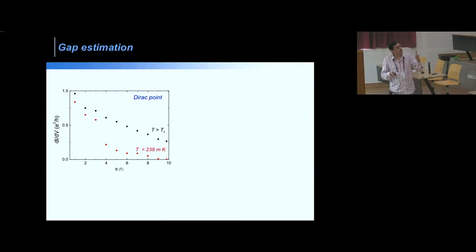Because usually you apply a magnetic field. This morning there was a talk about valley splitting and so on. So you can open a real gap. In order to do that, we plot the conductance as a function of magnetic field above TC, at 8 Kelvin, and below TC. Above TC, at the n equal to 0 Landau level, the conductance is decreasing, which is basically a signature of some sort of gap opening. And below TC, we see the conductance goes to 0 at 9 Tesla onwards.